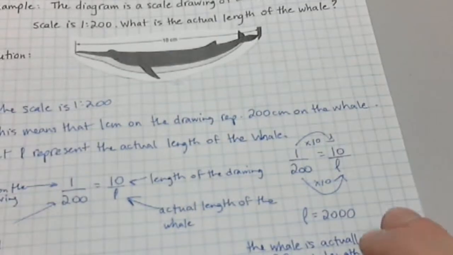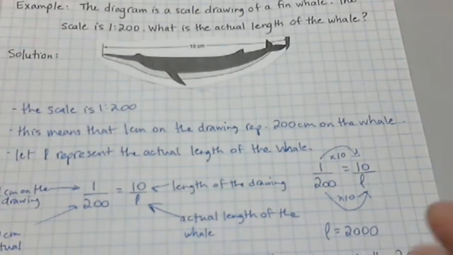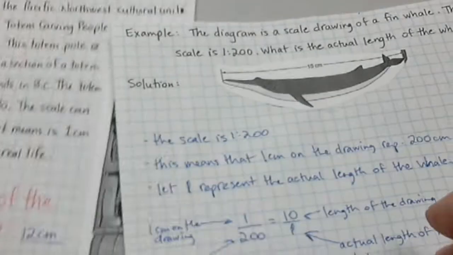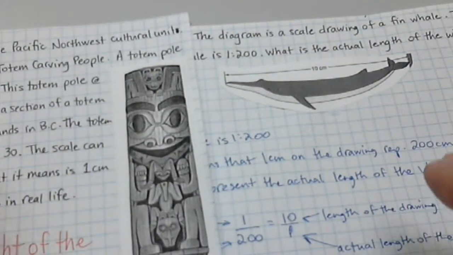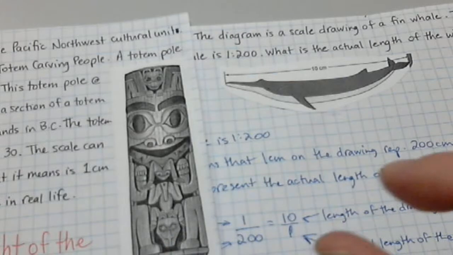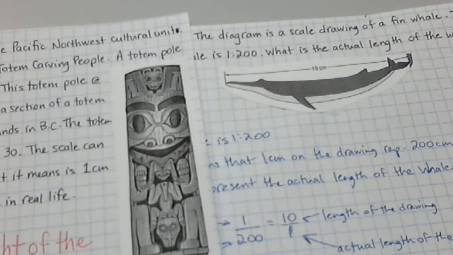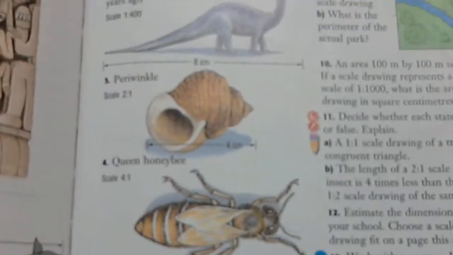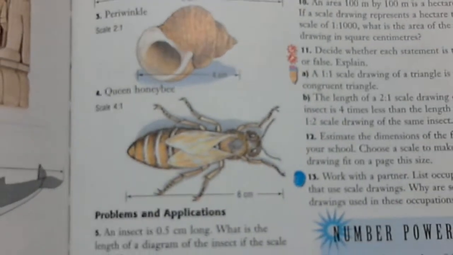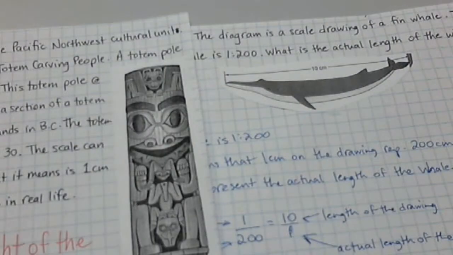Okay, and so that's an introduction to scale drawings. These two examples with the totem and the whale, these are taking things that are larger and making them smaller. You'll be given opportunities to take things that are very small and make them larger, and I'll just give you a quick little heads up of some of the practice. This is the textbook. You'll see that there's a little shell and a bee, and you'll get an opportunity to tell me how small those things are in real life.